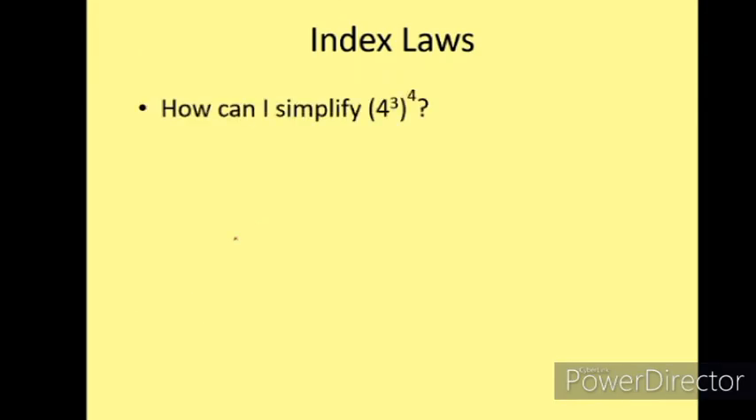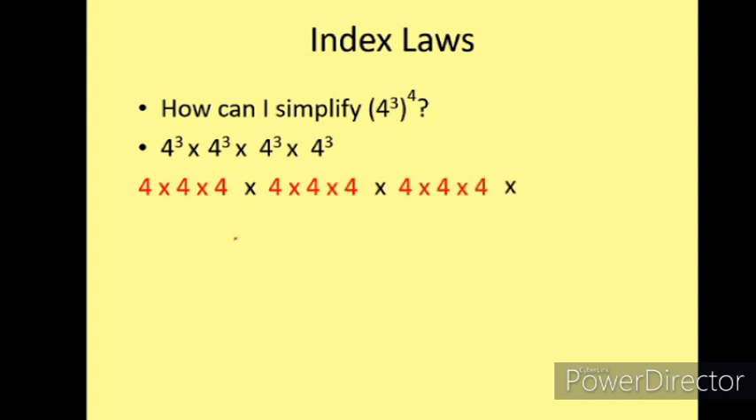4 cubed, all of it to the power 4. Now think about it. That's 4 cubed times 4 cubed times 4 cubed times 4 cubed. Yeah, because that 4 means I'm multiplying it by itself 4 times. I'm going to expand this again to be 4 multiplied by itself 3 times, and again, and again, and again. And it's just nice basic stuff. I just count up how many 4s. So 4 to the power of 12.